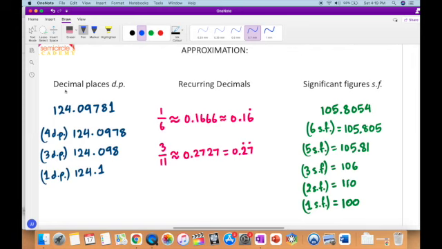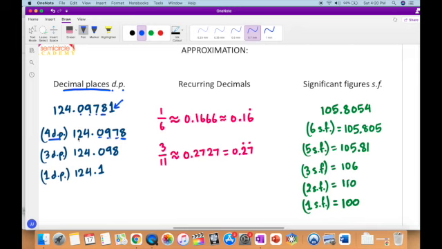And first we'll talk about decimal places, or DP, right? So I have a number here, 124.09781, and we want it to 4 decimal places. Well, we know to 4 decimal places we have to count 1, 2, 3, 4, and then we have to check the number after. If the number is 5 or greater, we round up, right? So this number is not greater than 5, so we keep it as 8. So 1, 2, 3, 4 decimal spaces there.